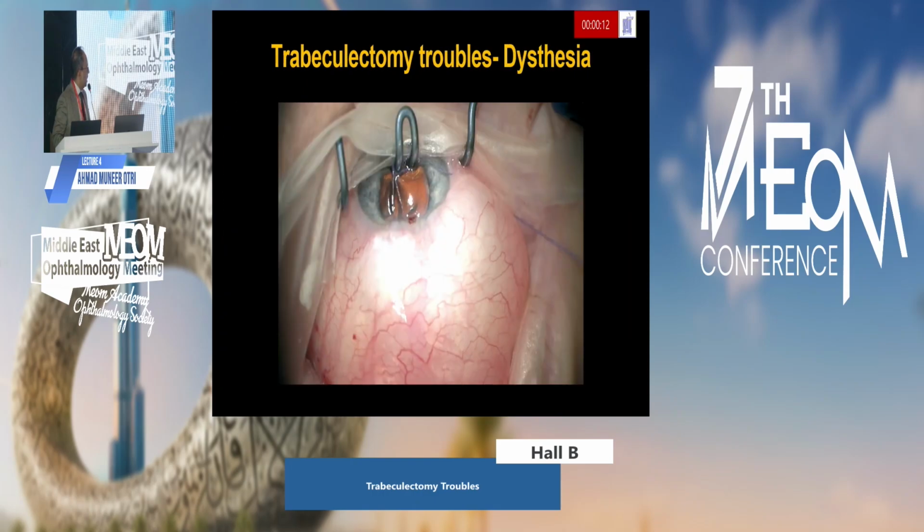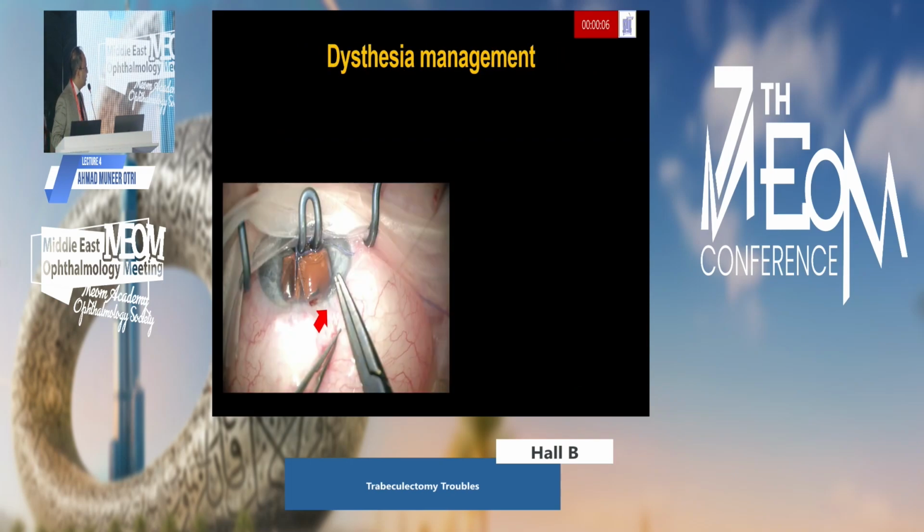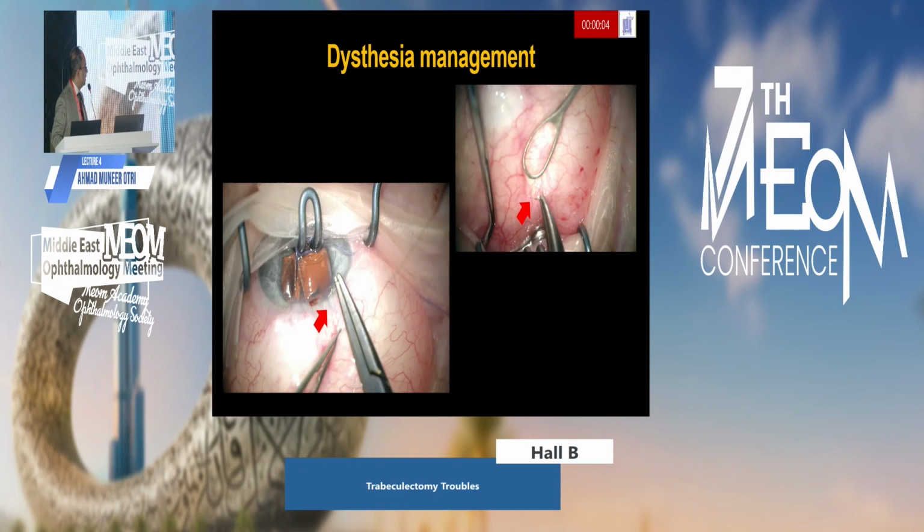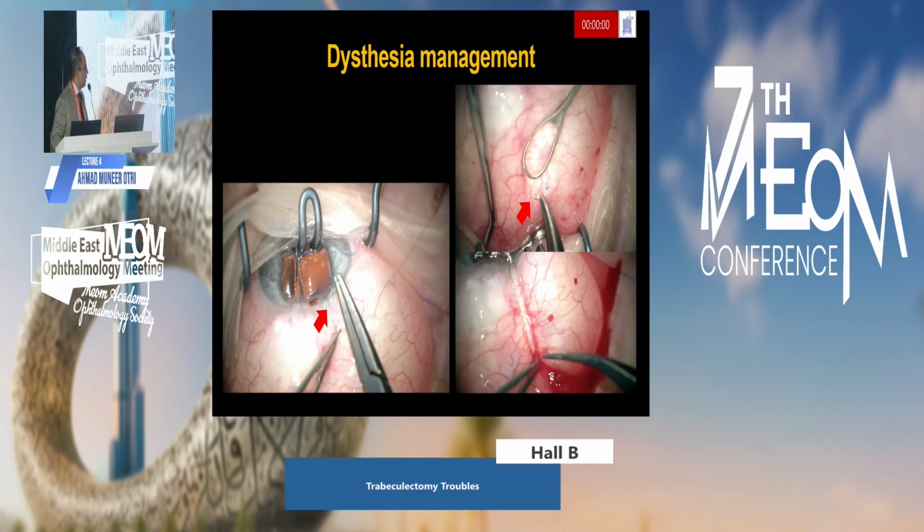And lastly, if you have dysesthesia where the patient is feeling the bleb all the time, then the best thing to do is always to do suturing. And as you can tell, take one bite here, another bite at the end, and then you link things together.